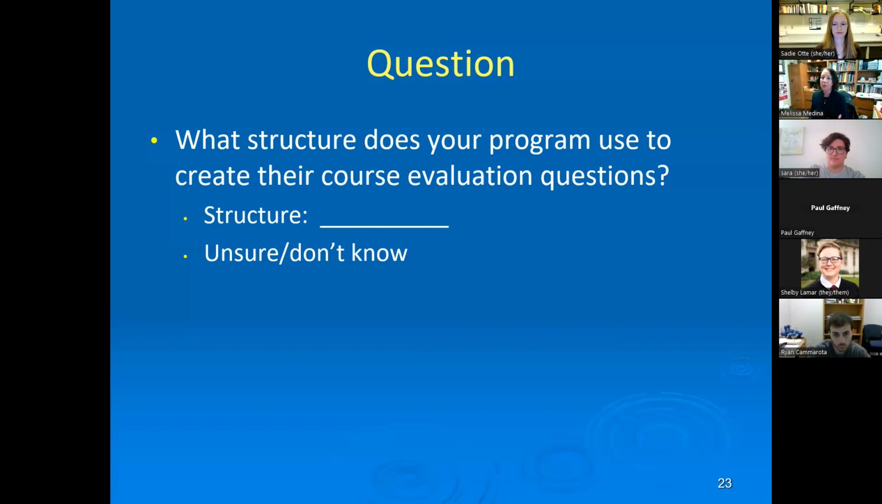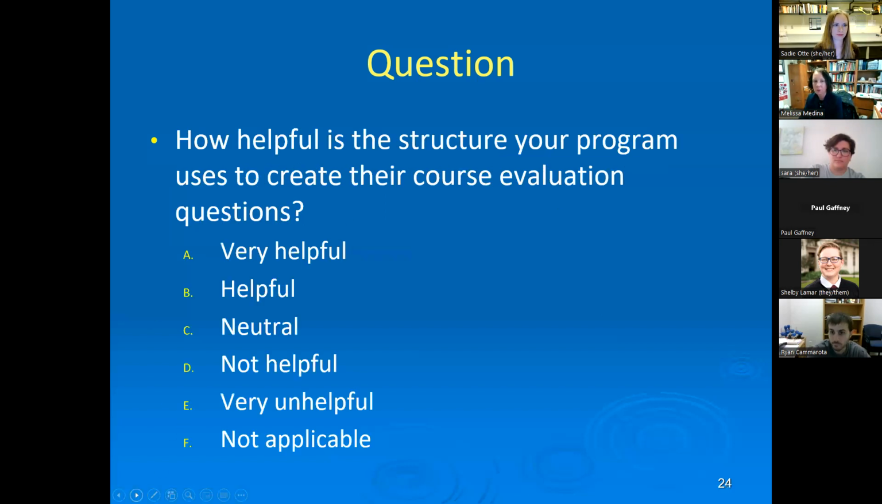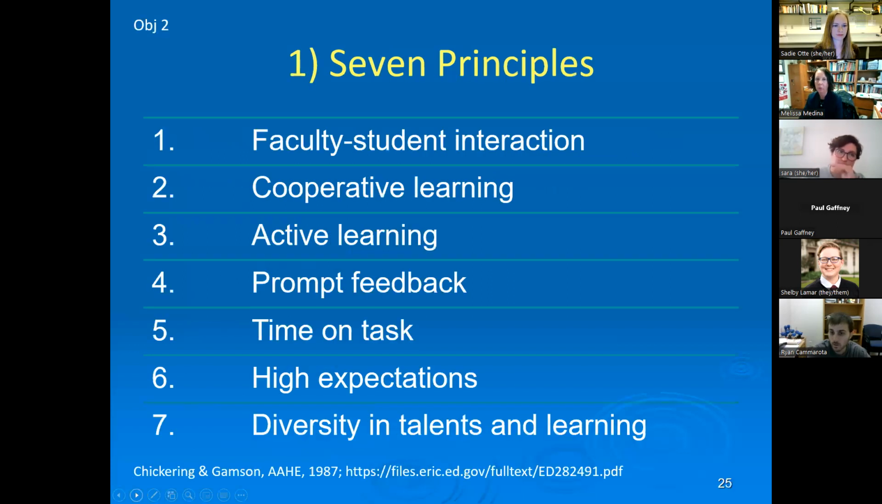As a person that's involved with course evaluations, I'm very aware of what the structure is of the questions and why we're asking certain questions. But oftentimes it can feel like a random type of process. We just picked questions from somewhere and what should we include? So let me talk to you a little bit about some structures that are available to you.